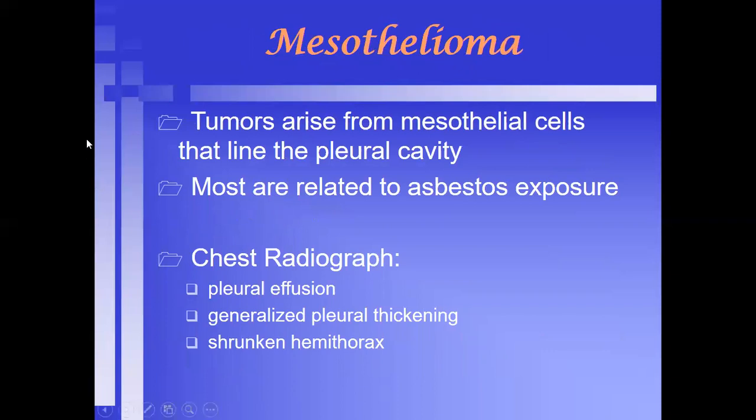Mesotheliomas are tumors that arise from the mesothelial cells that line your pleural cavity. And these cases are usually related to asbestos exposure. So on chest x-ray, you would notice that these patients will have pleural effusion, generalized pleural thickening, and even nodular densities in the pleura, and a shrunken hemithorax. For diagnosis, the patients would have to undergo biopsy of the pleura to determine the presence of mesothelioma.